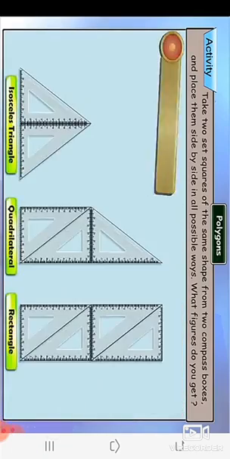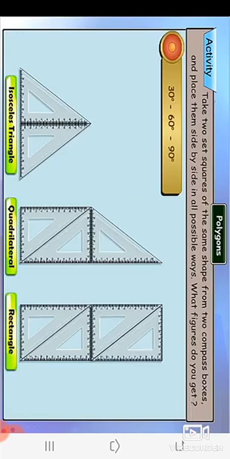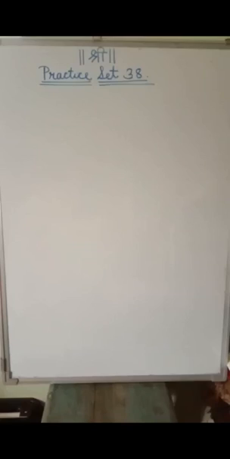So now by using 30 degree, 60 degree, 90 degree set squares we get figures like isosceles triangle, quadrilateral and rectangle. So now we'll begin with practice set 38.